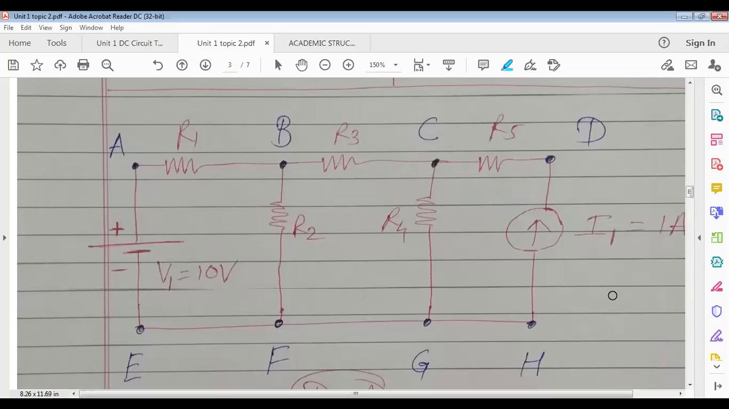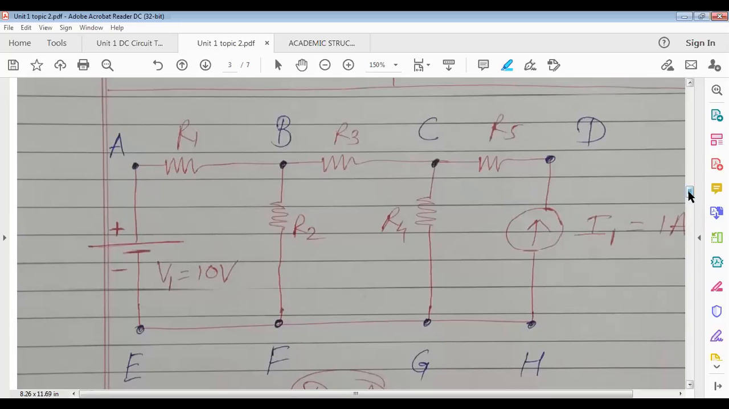Two or more than two branches going to meet each other, then that is called a node or junction. And AB, BC, CD, AE, these are the branches. If any circuit parameter or any source is there between two nodes, then that is called a branch. Again, loop and mesh we have seen.